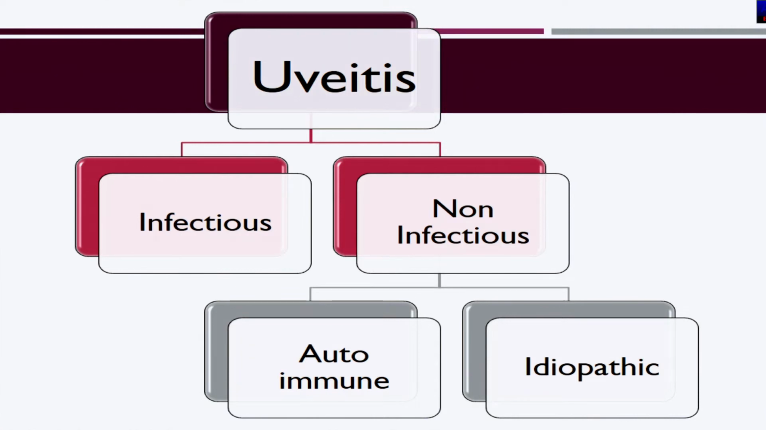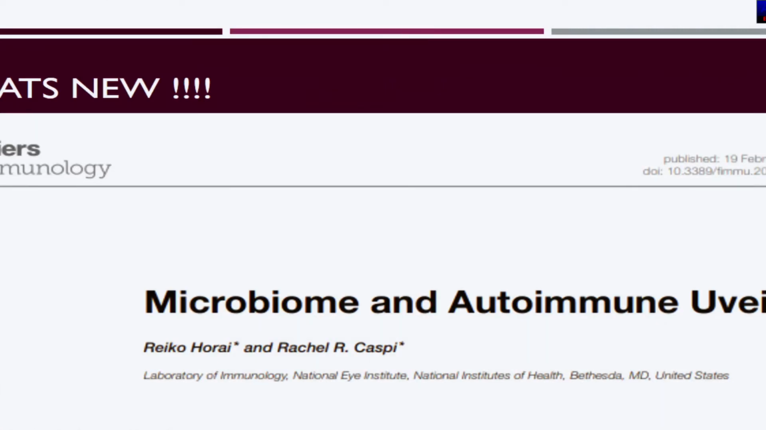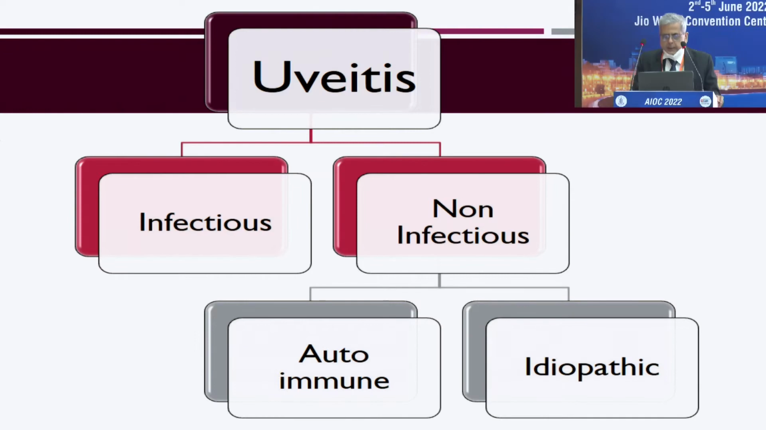Uveitis can be infectious, non-infectious. Non-infectious can be broadly categorized into the autoimmune, and there is a gray zone which can be divided into the autoimmune and idiopathic.